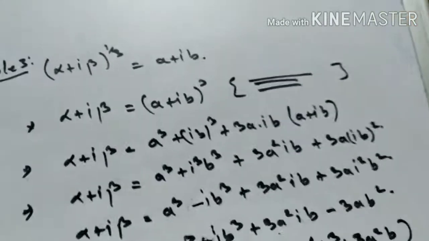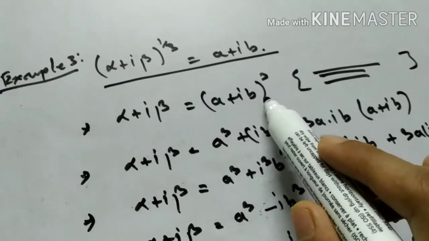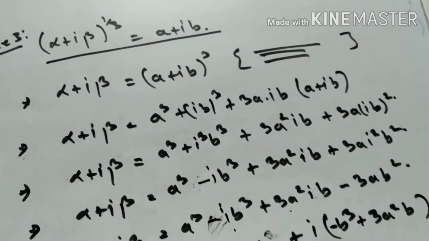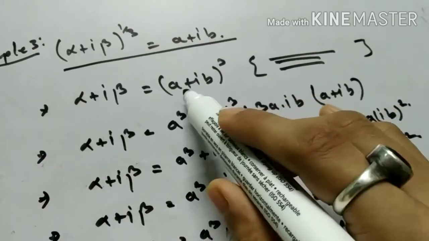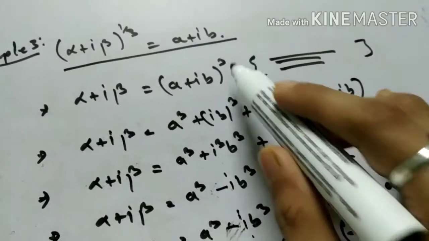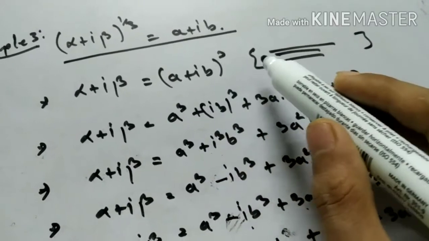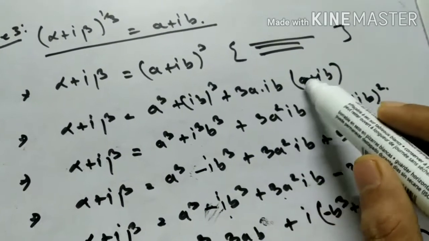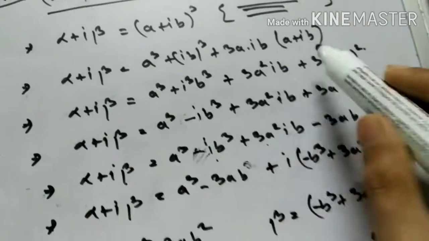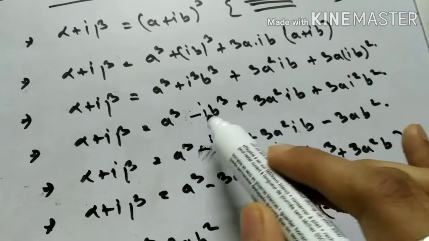So what I have done, I am telling you one more time. This is given. I did cubing both sides. This is the formula, I broke it. This is (a plus ib) the whole cube, or you can say the (a plus b) the whole cube formula. So a cube plus (ib) the whole cube plus 3a ib times (a plus ib), you multiply this. And remember that the i cube value is not plus i, it is minus i.